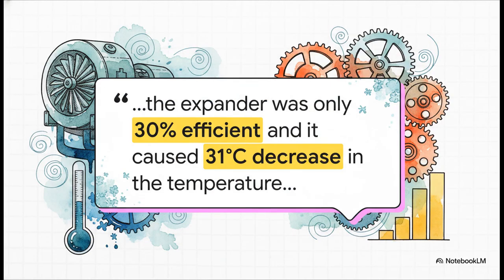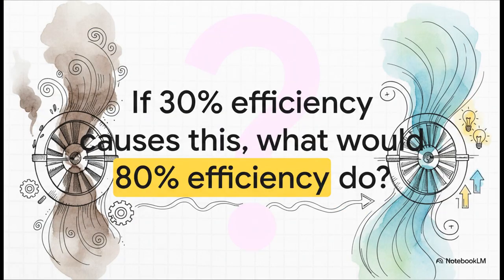And what's really wild is that this huge cooling effect came from a machine that was only 30% efficient. So it makes you wonder, right, if 30% efficiency can do all this, what happens at, say, 80%?